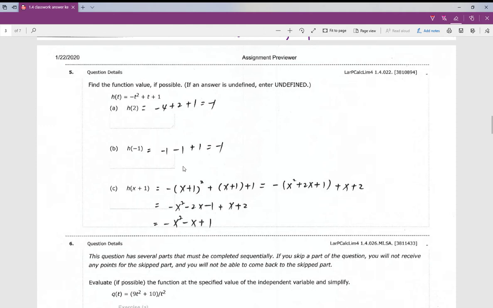Okay, so start from number 5, keep going from section 1.4. Mostly the calculating question will be easier than the concept. Now, number 5, find the function value. So, usually we talk about this function, we call it evaluate. Sometimes we may see a question ask you to simplify. Or sometimes ask you to solve.